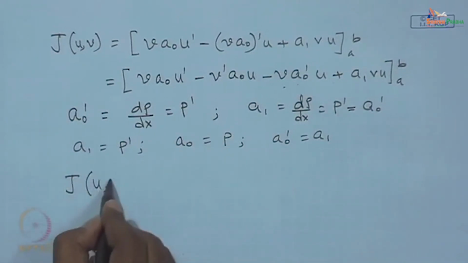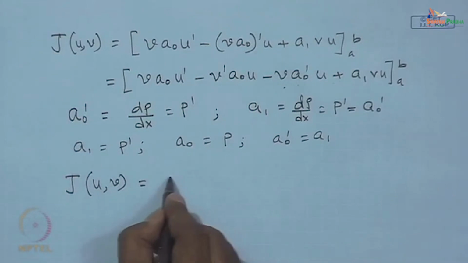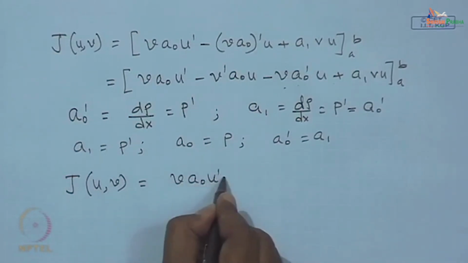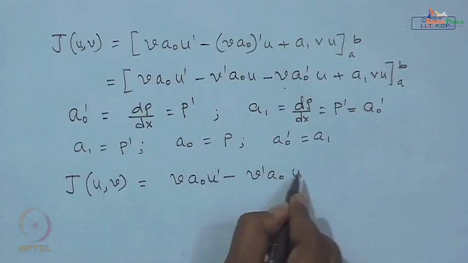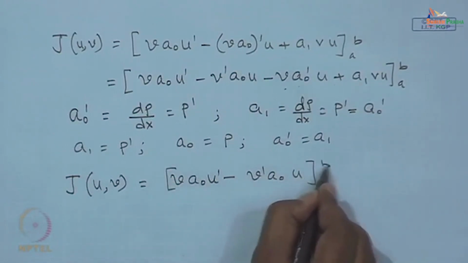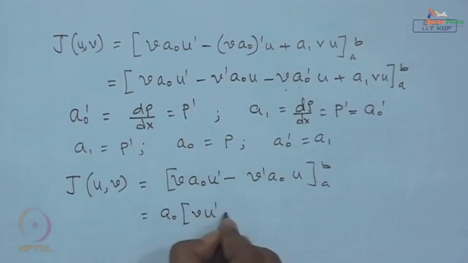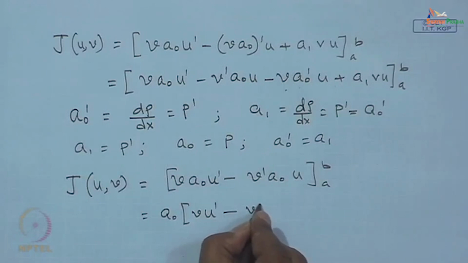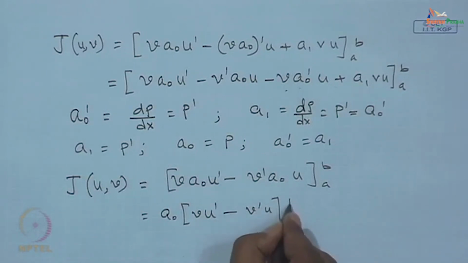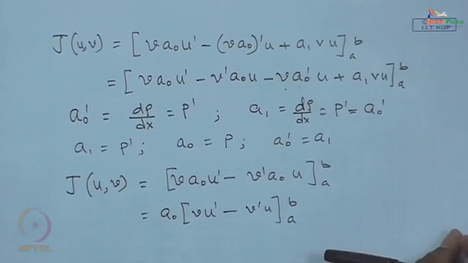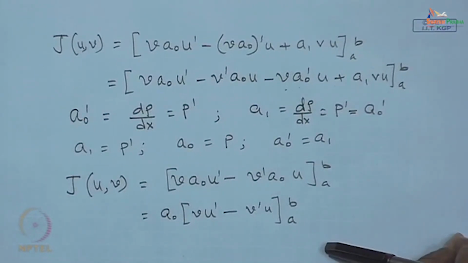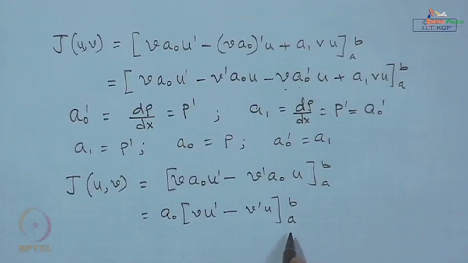So, what is the form of the bilinear concomitant? This will be v a0 u' minus v' a0 u evaluated between a to b. So, I can take a0 common, and this becomes v u' minus v' u evaluated between a to b. Now, we will simplify it and check what conditions on v we have to impose to make this bilinear concomitant zero.